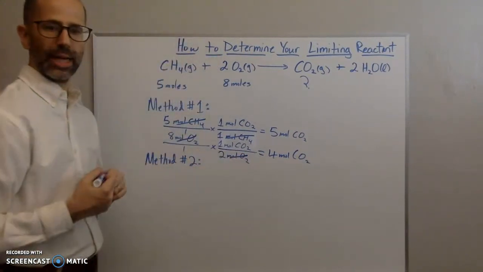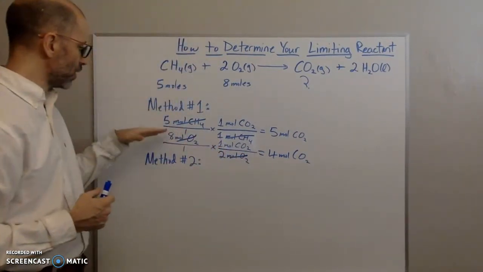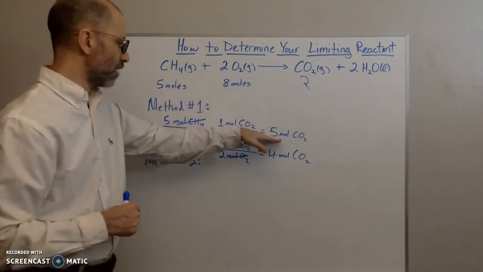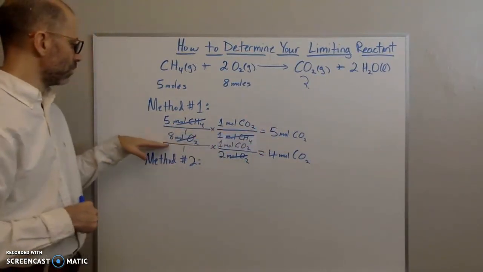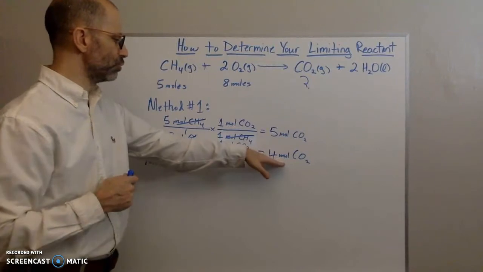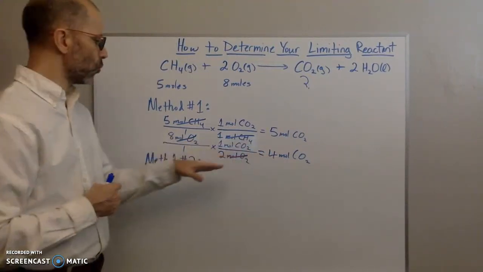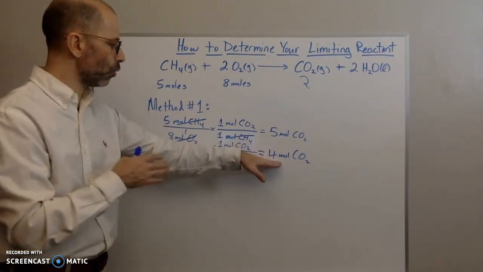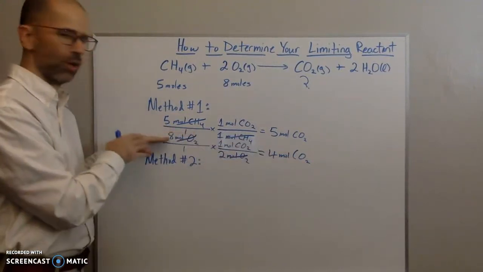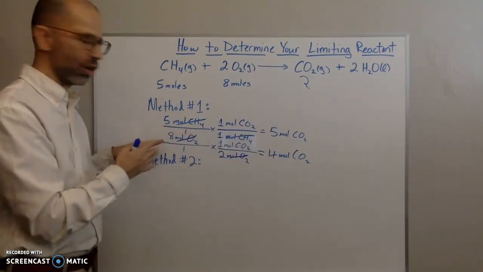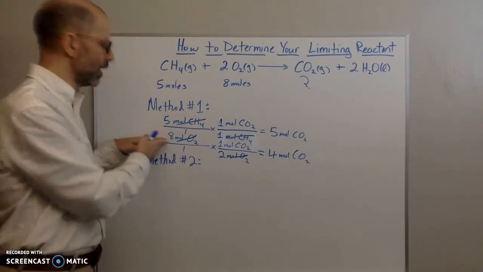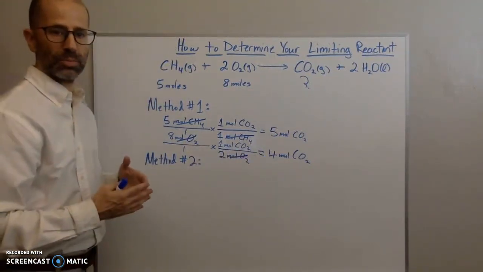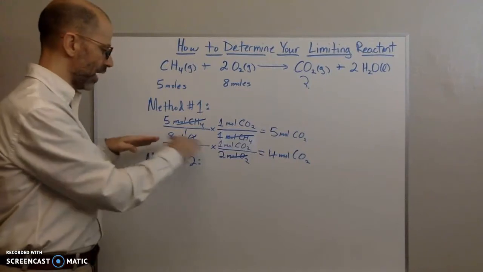Looking at this, I now know that my 5 moles of methane are going to create 5 moles of carbon dioxide, but my 8 moles of oxygen would only produce 4 moles maximum. So as I'm producing carbon dioxide, as soon as I make 4 moles, I have run out of oxygen because it's all gone. I only have enough oxygen to make 4 moles of carbon dioxide maximum. As soon as I make 4, I'm done. I have no more oxygen.